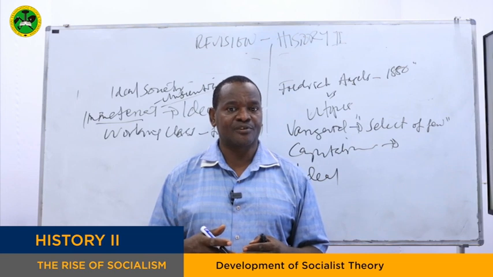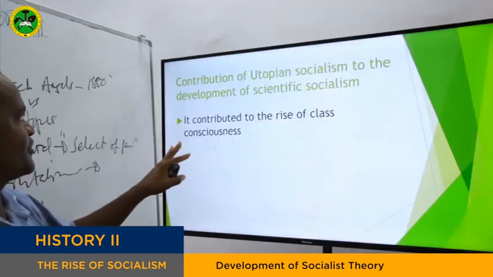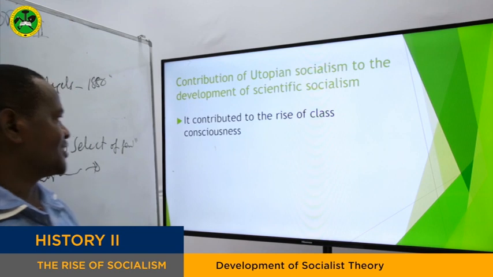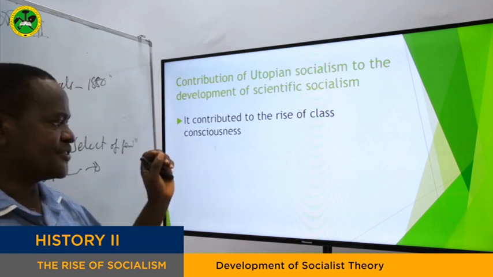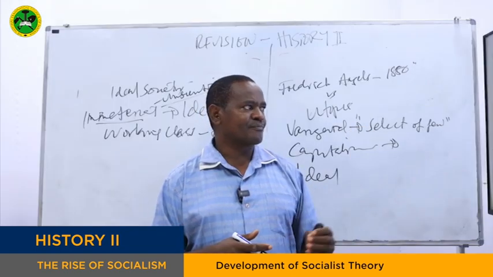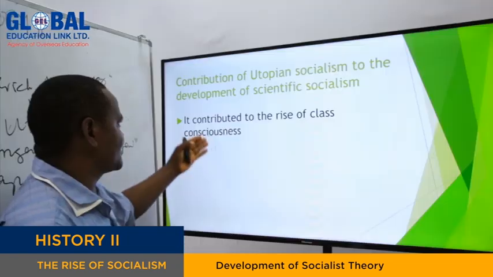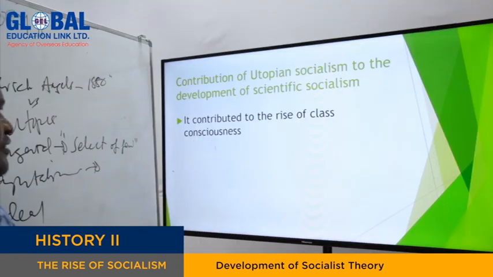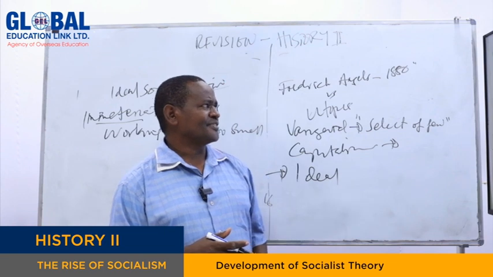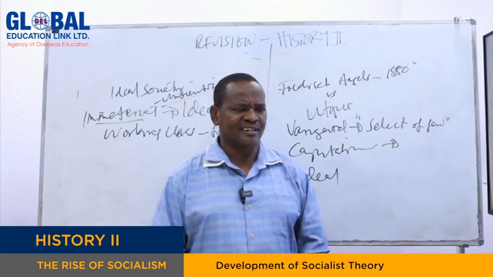And how did they come to know that they were exploited? It is because of the contribution given by utopian socialism. So it was simple for the scientific socialists. When they came, it was very simple for them at least to continue where the utopian socialists had ended. My dear students, let's now move to the weakness of utopian socialism.